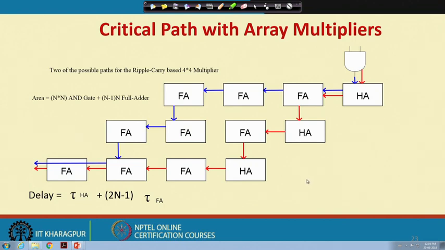Okay. If this, that means y of n and x of m, so at that time this number will be m plus n minus 1 number of full adder delay. Okay. So, this is the critical path of this array multiplication.